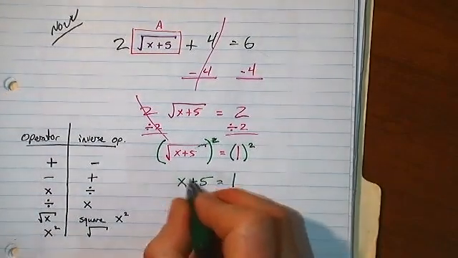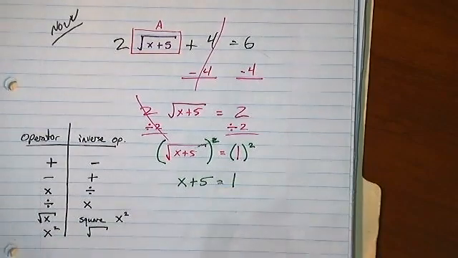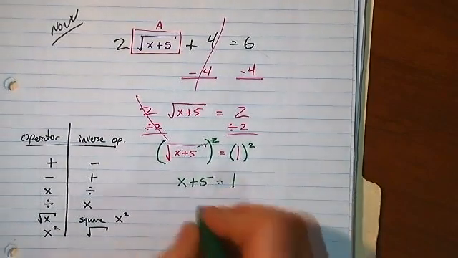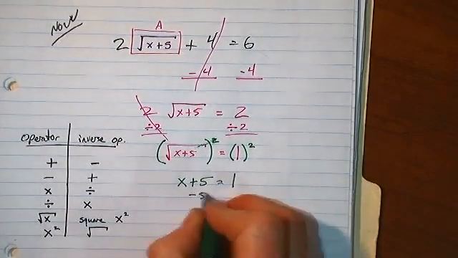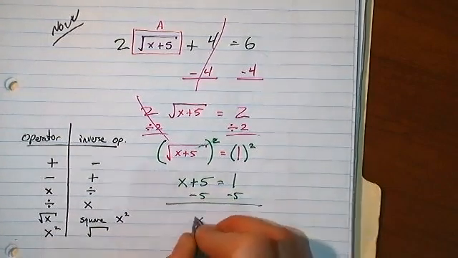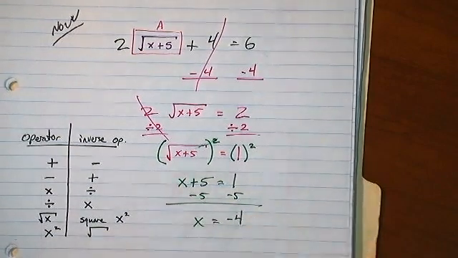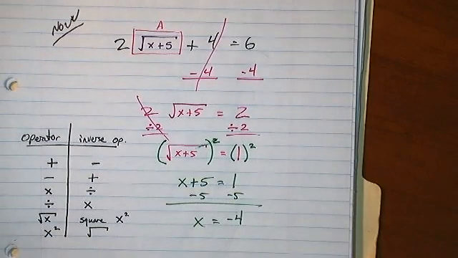Now I need to get this x by itself. And now it's exactly the same as what we did yesterday. Again, to get x by itself, I'm going to have to subtract 5. And then I am done. Okay, so this is the basic idea of how we solve problems with square roots.